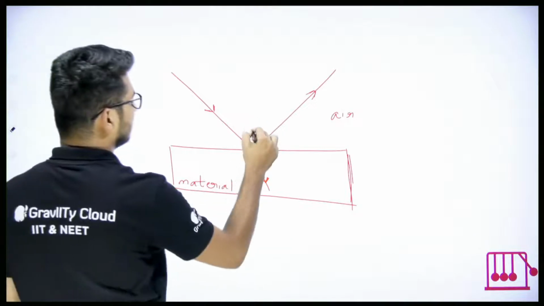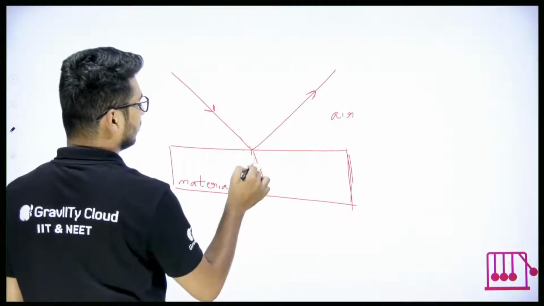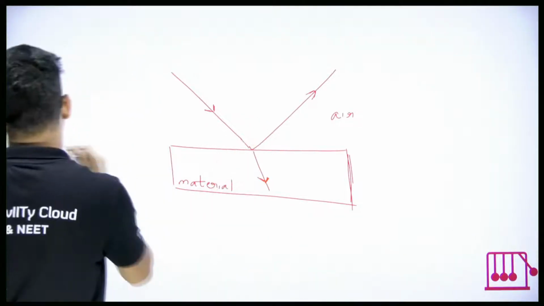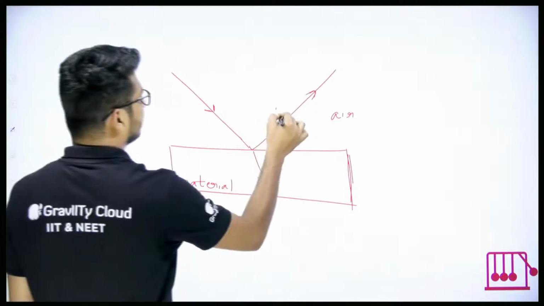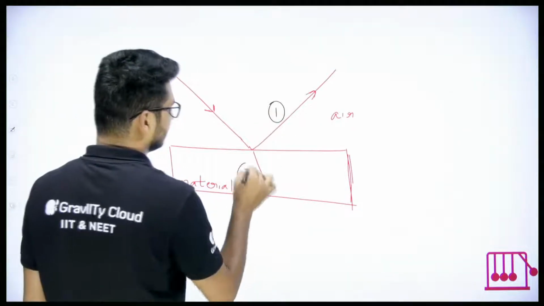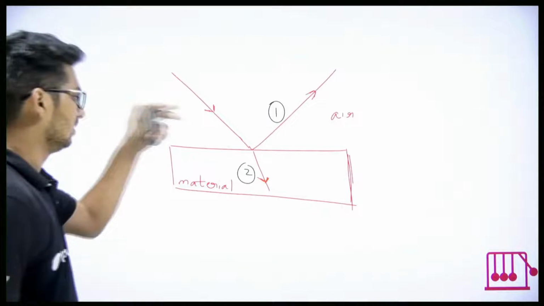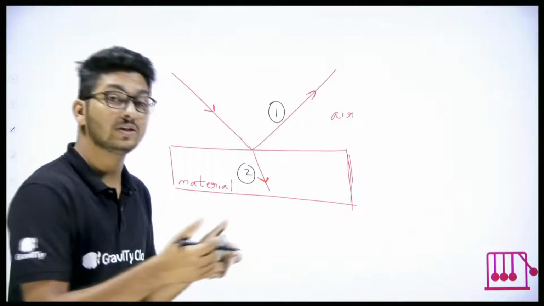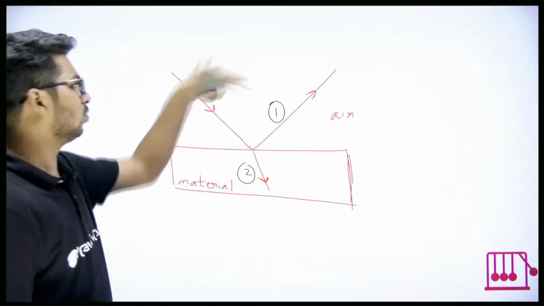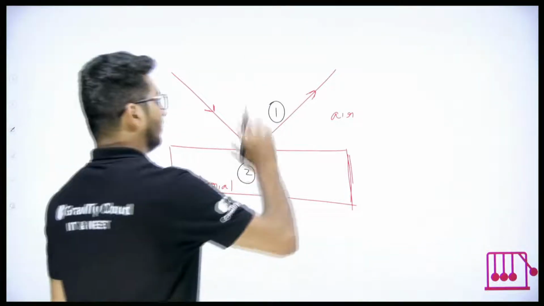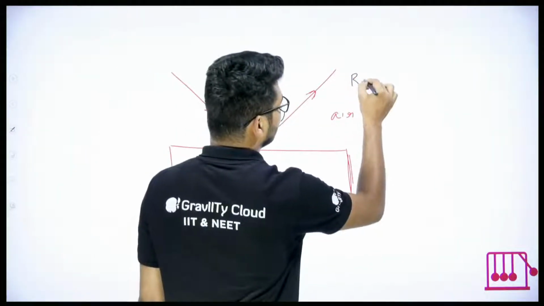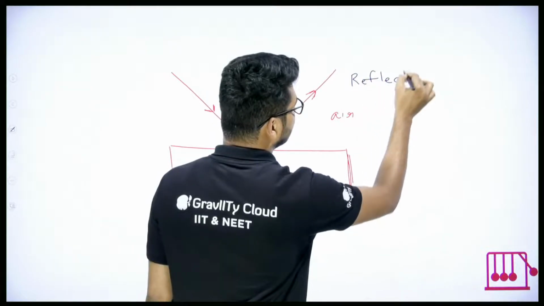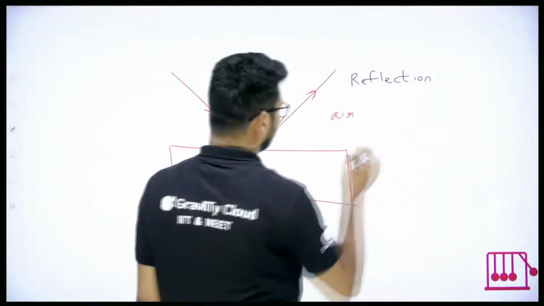What's happening? In the first case, the light is going back into air. In the second case, light goes into the medium, into the material. So these are two different phenomena. In the first case, it is called reflection, and in the second case, it is called refraction.